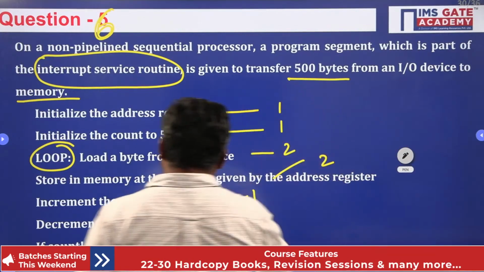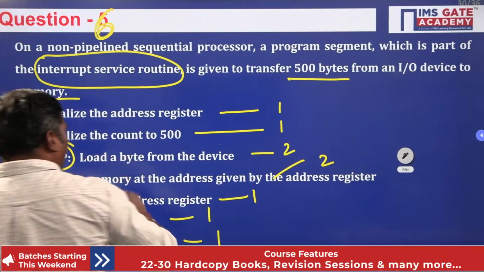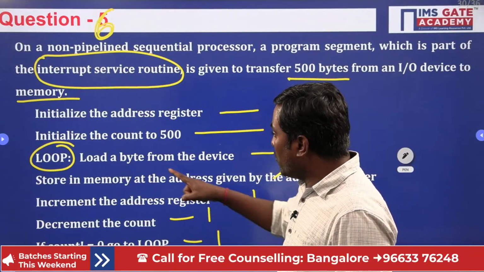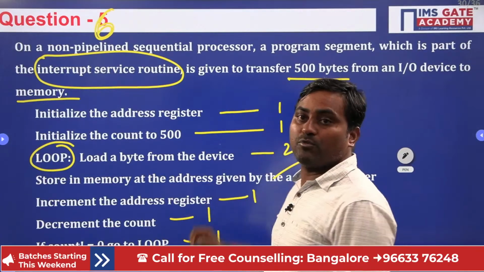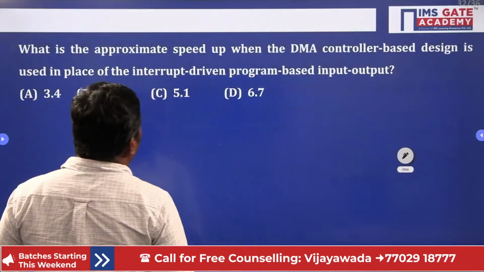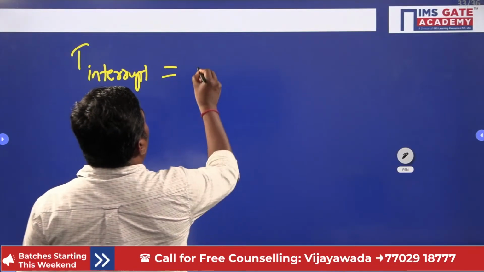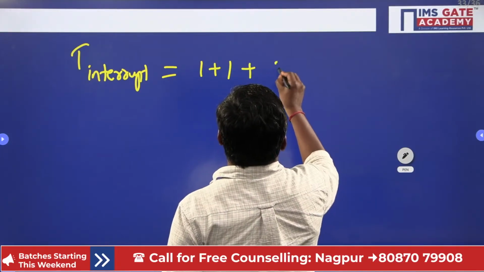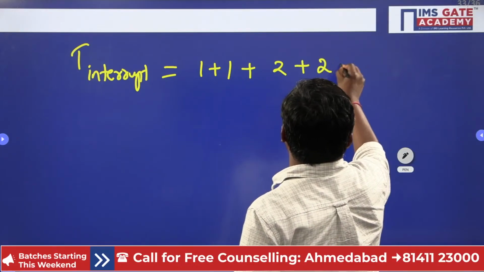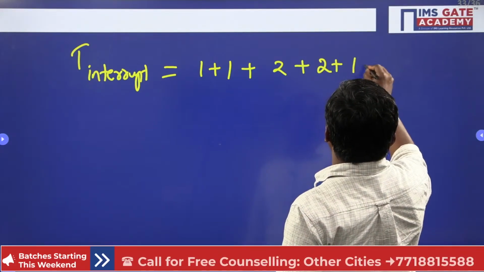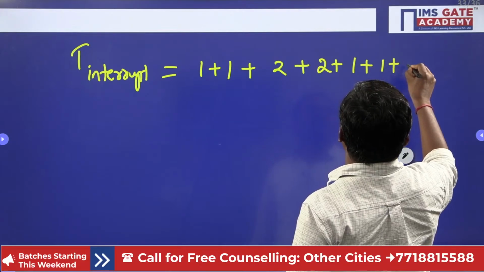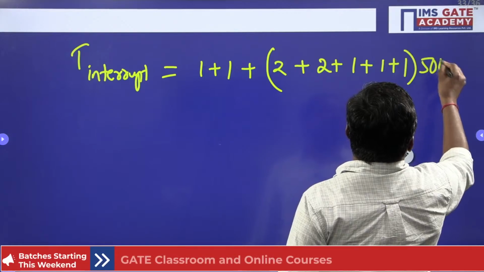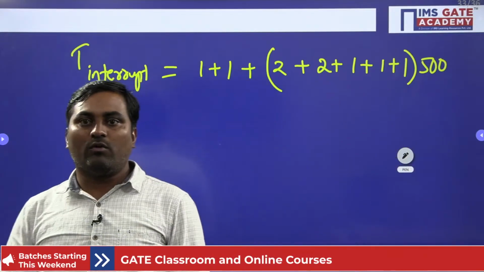Now see how many times this instruction loop part repeats, from here to here. The first 2 instructions will execute 1 time only, but this loop will repeat 500 times, or not? Now tell me the number of clock cycles required for interrupt driven IO: first 1 plus 1, initialization. After that, the load instruction takes 2, the store instruction takes 2, increment 1 clock, decrement 1 clock, and checking the condition 1 clock, right? So this will repeat how many times? 500 times or not?